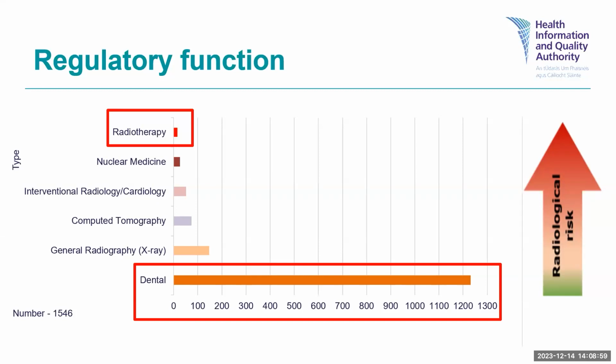In between these two, the dental at the bottom and the radiotherapy at the top, we also have a remit to inspect and to assess compliance in general radiography. So that's your general X-ray departments, departments or imaging centres that have computed tomography or CT scanners, interventional radiology, interventional cardiology, and nuclear medicine. And as we go up through that, the level of radiological risk increases.